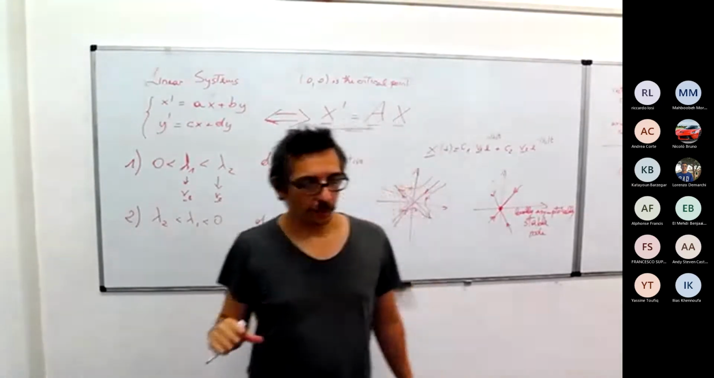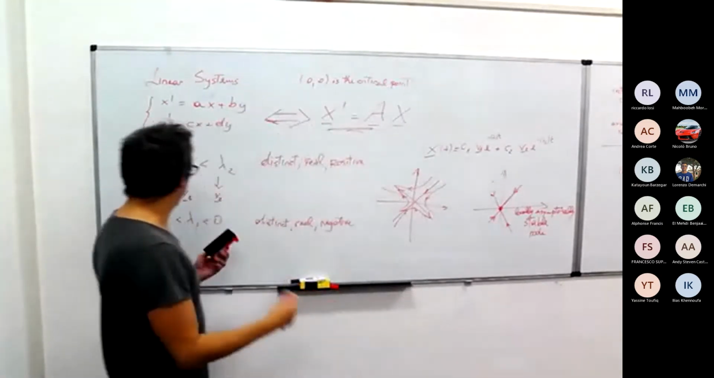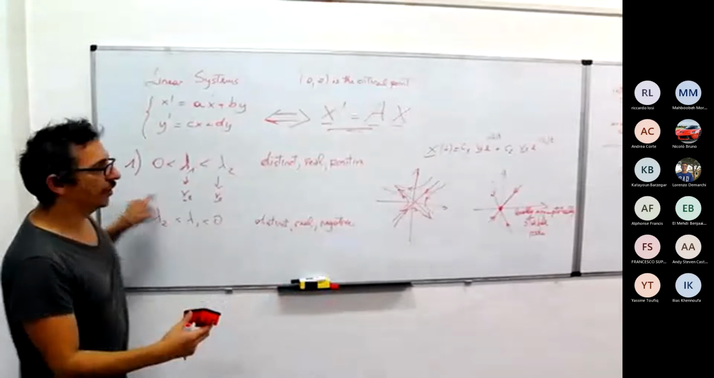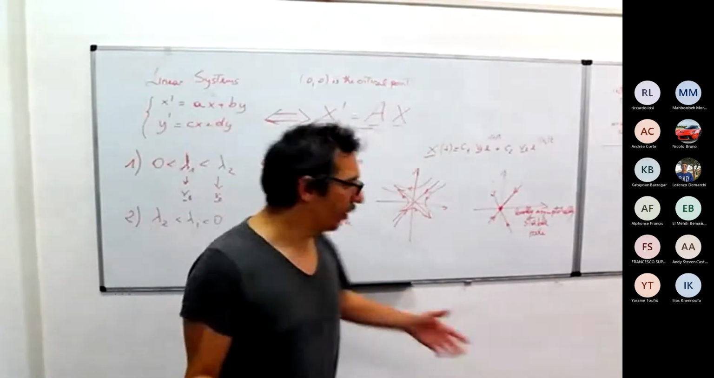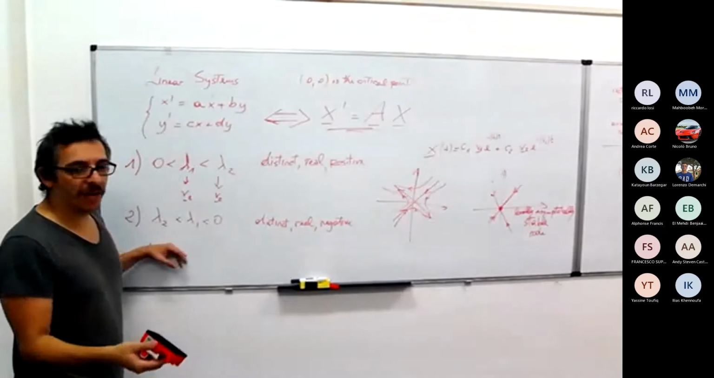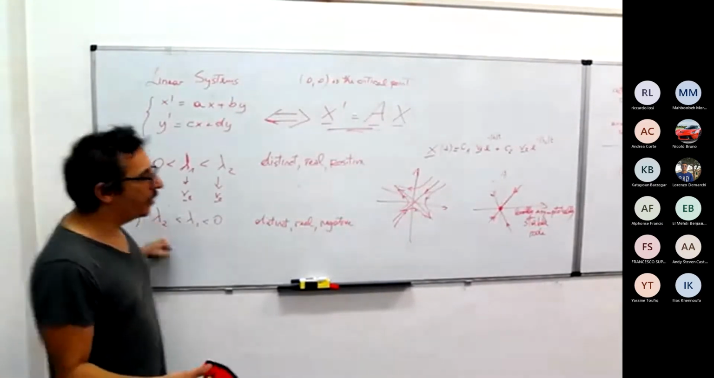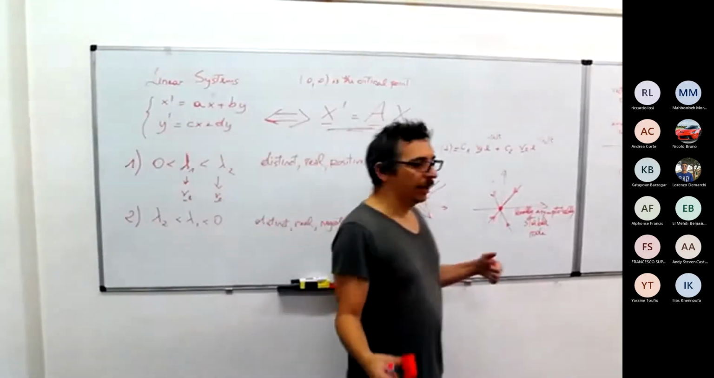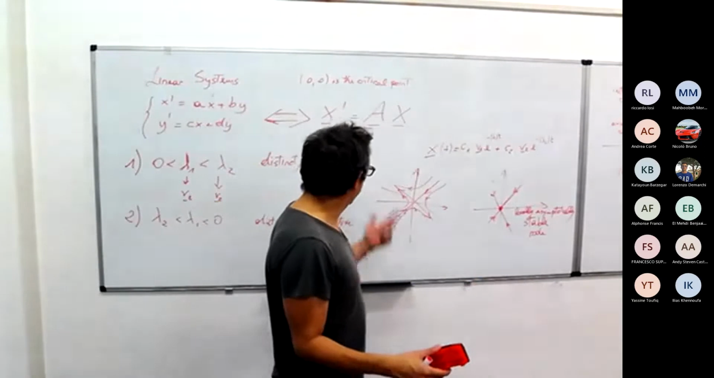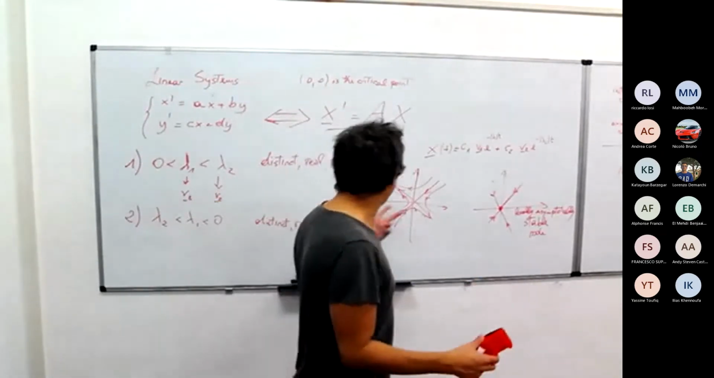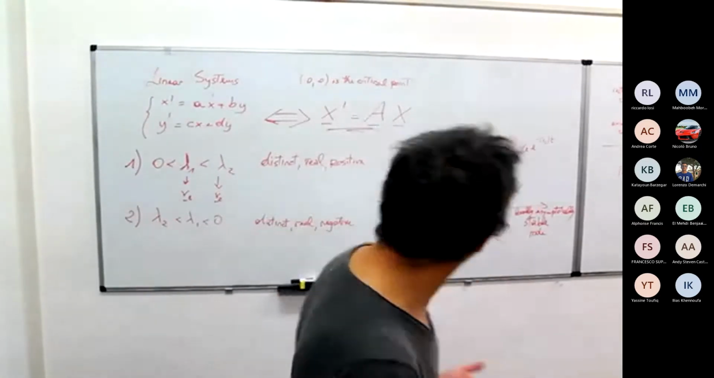Saddles, which are unstable. Okay, so the idea is to map all of these in one of these possibilities. So just looking at the eigenvalues of the matrix of this linear system, I should be able to say whether 0, 0 is a stable or unstable node, a saddle, a center, or a stable or unstable spiral.